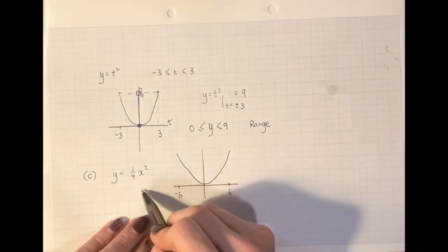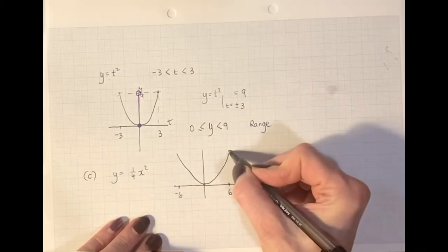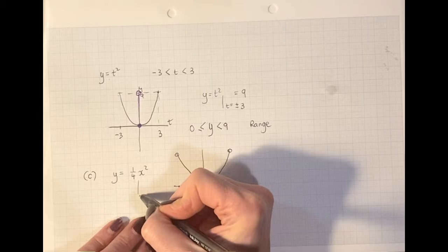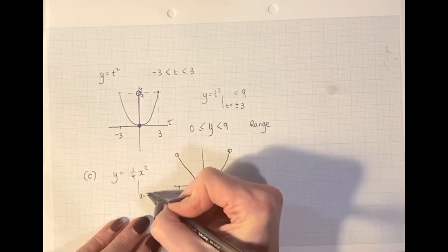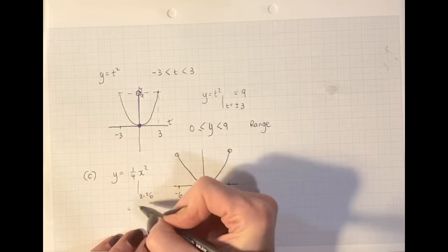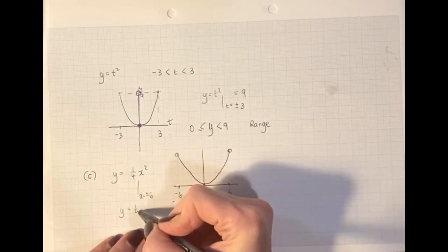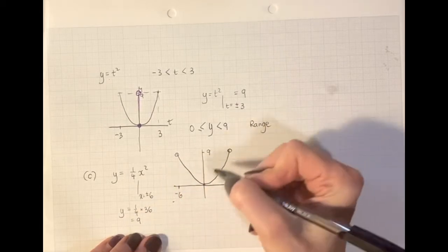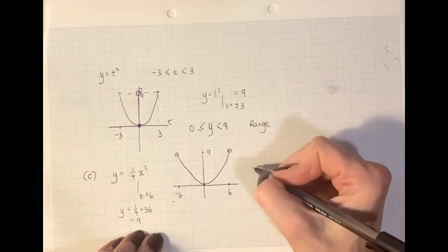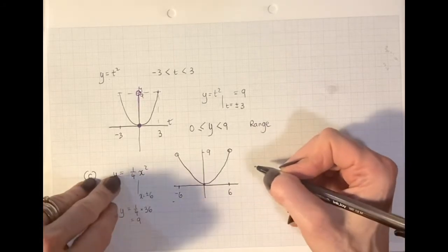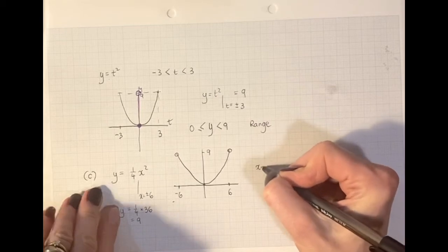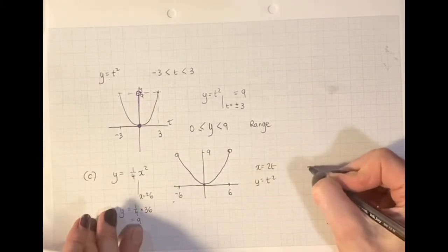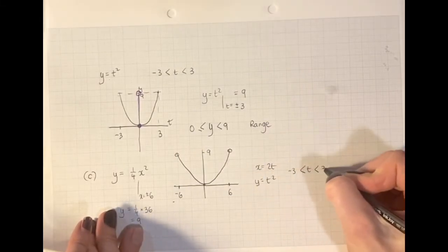Now the y value here is the lowest value 0, and the highest should be 9 because we found 9 here. But let's just double check by substituting x equals minus or plus 6 into this equation. So y is going to be equal to a quarter times 36, which is indeed 9. So that value here is 9. So we've sketched the graph of our function that is described by x equals 2t and y equals t squared for t between -3 and 3. There you go.